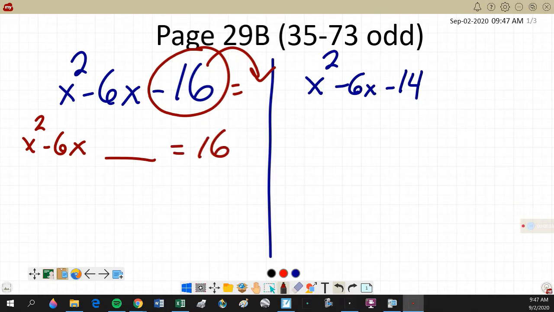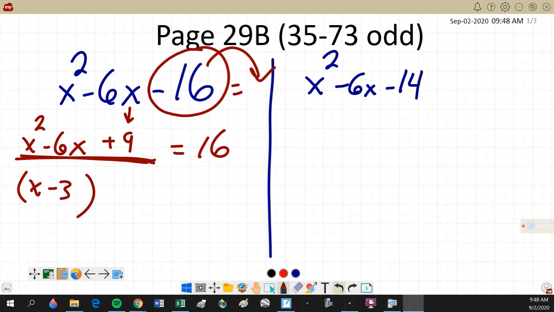Okay? What number should go here to create a perfect square? How did you get 9? Half of negative 6 is negative 3, and then square it, and I get plus 9. Okay? Well, now that this is a perfect square, how does it factor? X minus 3 times x minus 3, but we're lazy, so we're just going to do this. And now what does that equal? Not 16.